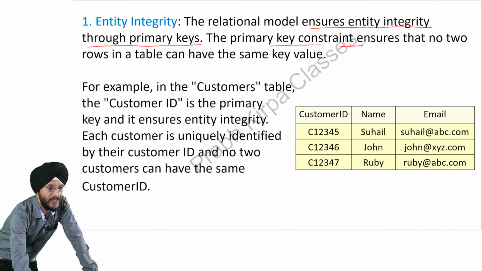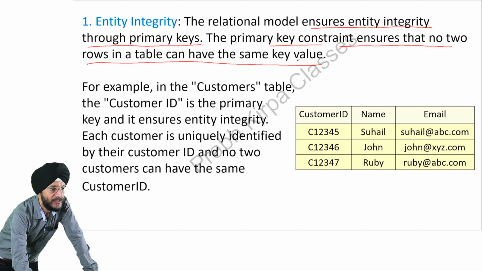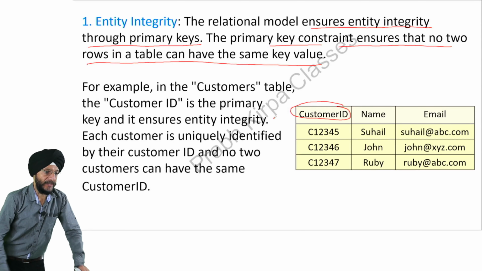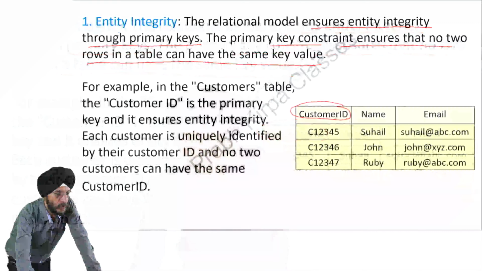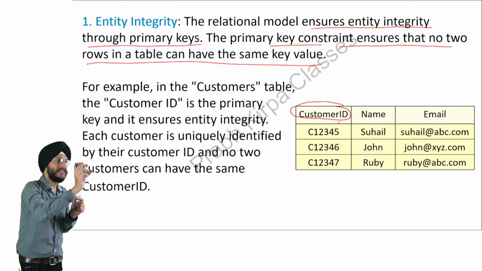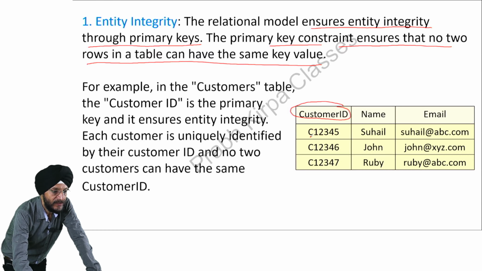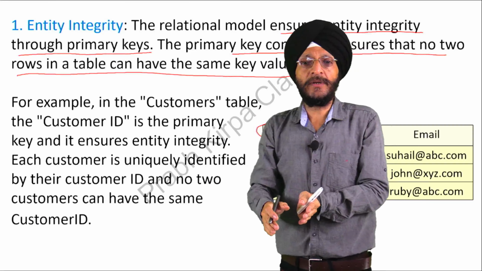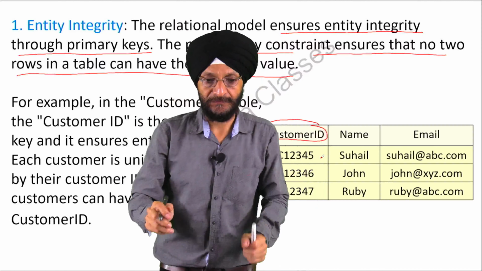The primary key constraint ensures that no two rows in a table can have the same key values. Here in this case, this is the primary key, customer ID. Now, the primary key constraint ensures that no two customers out of the whole customers have the same values in the customer ID. That is, if one customer has this ID C12345, then in the whole table of customers, no other customer should have this customer ID.